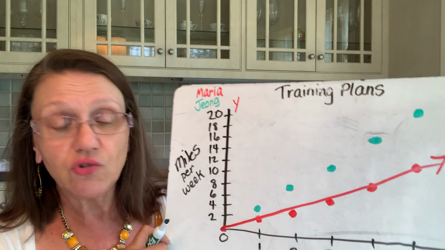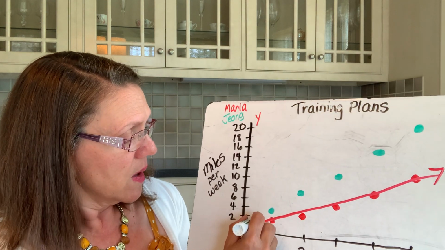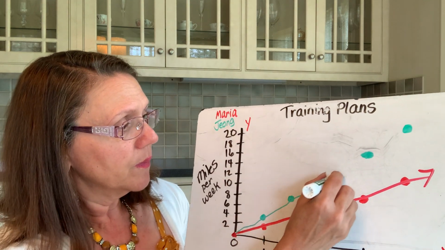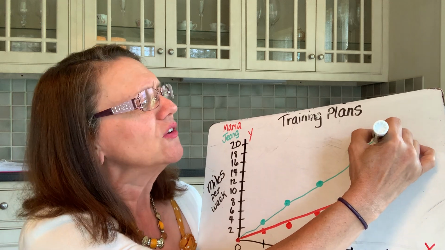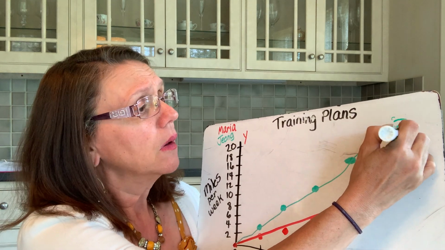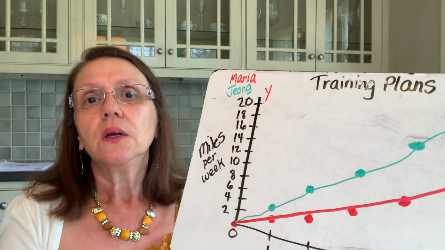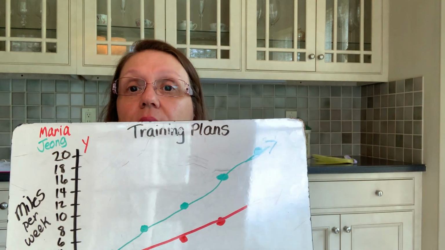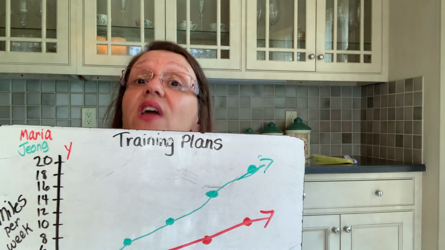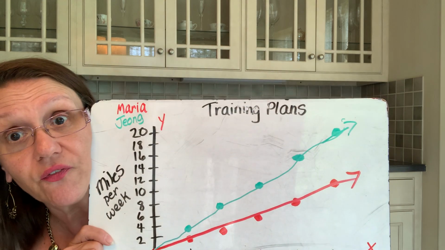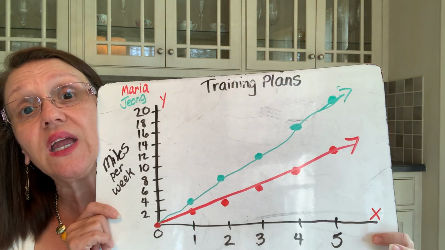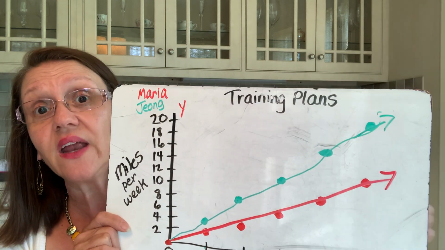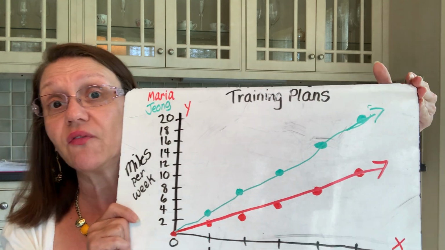Again, you use your ruler and you draw your straight line, straight-ish. That's why we use a ruler. And so Jay's run looks like that. Again, I can predict using this graph where Jay will be in week 6 or 7 or 8 by just reading the point off the graph.